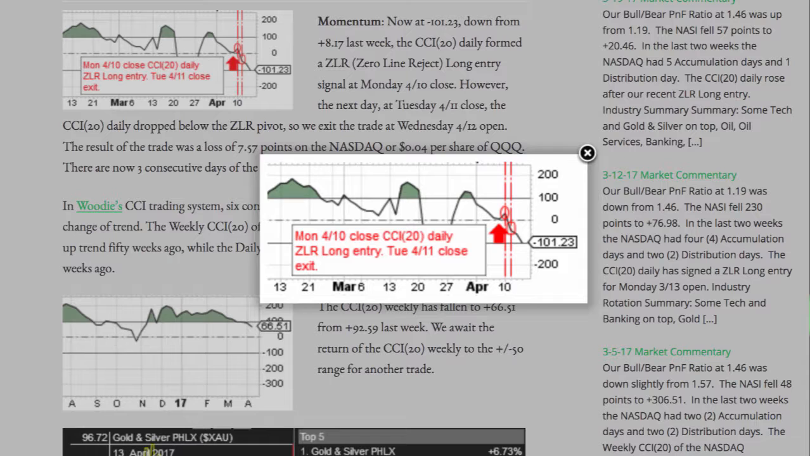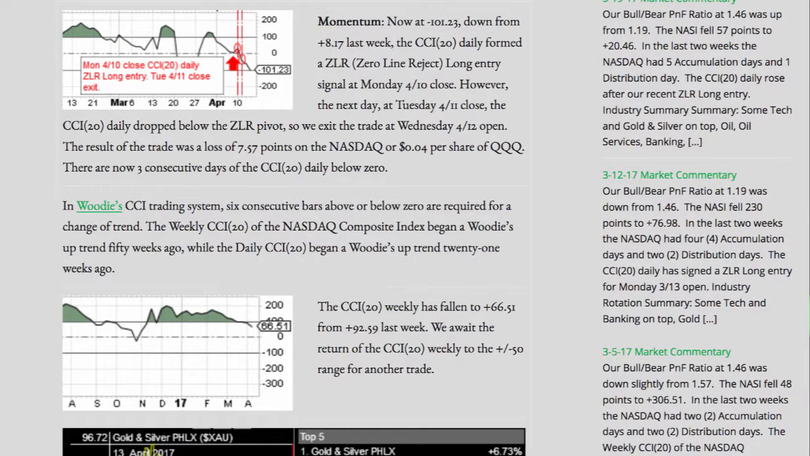Momentum. Now at a negative 101.23, down from a positive 8.17 last week. The CCI20 daily formed a zero-line reject long entry signal at Monday 4:10 close. However, the next day at Tuesday 4:11 close, the CCI20 daily dropped below the zero-line pivot, so we exit the trade at Wednesday 4:12 open.